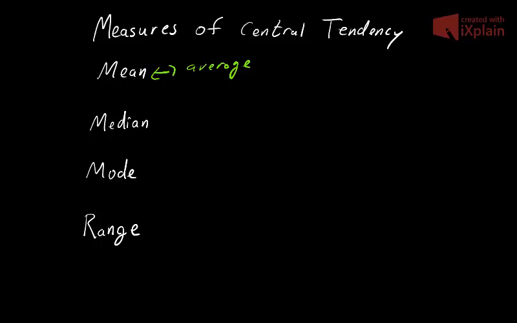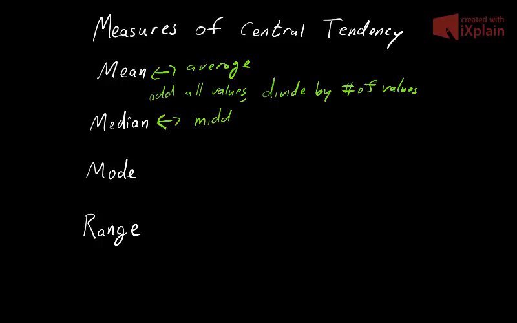And the way we find that is we add all of our values and divide by number of values. And we'll do an example of this in a second, but I want to get through all of these definitions first. The second one is the median. And what the median is, the middle value number.